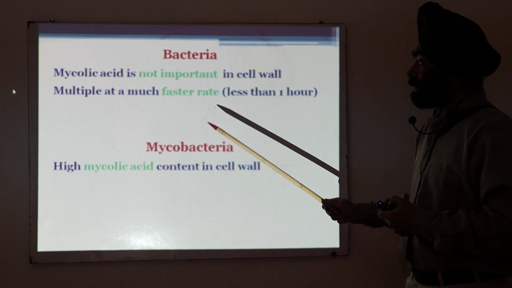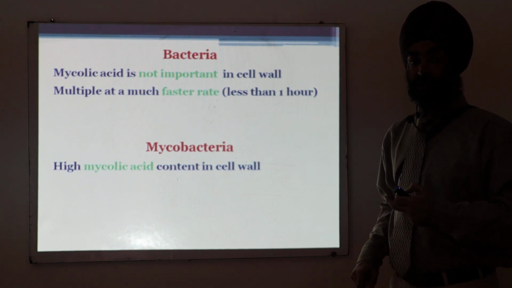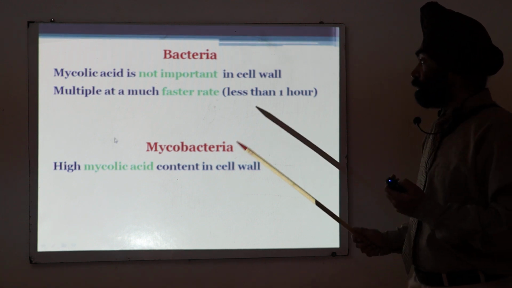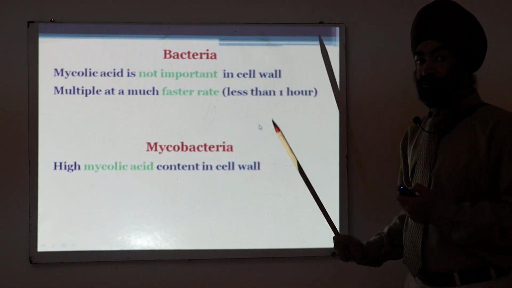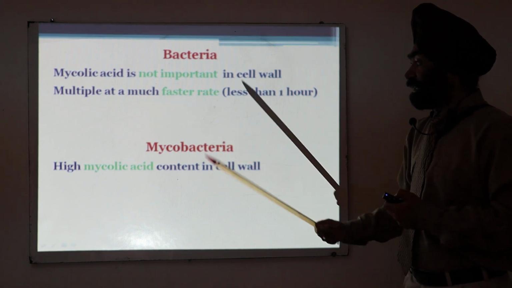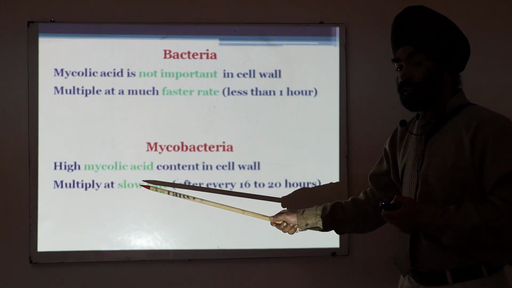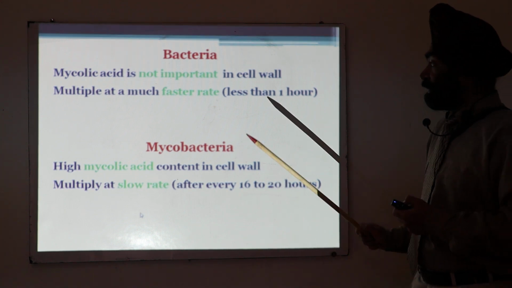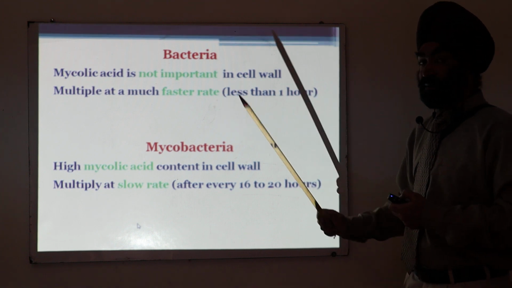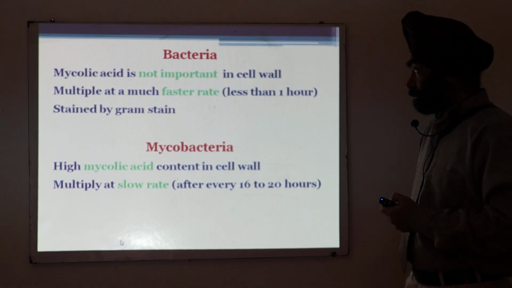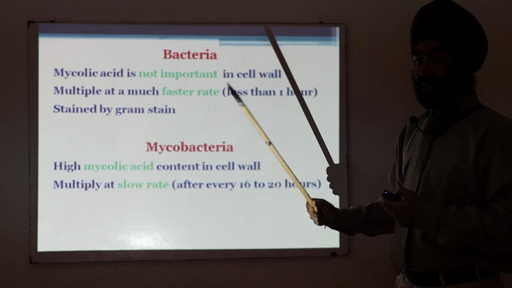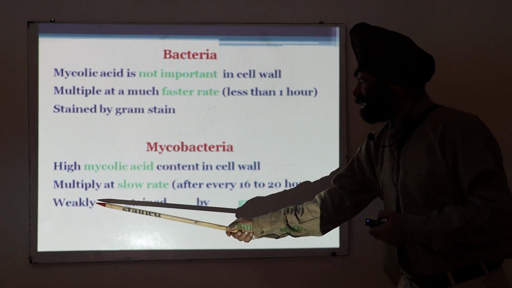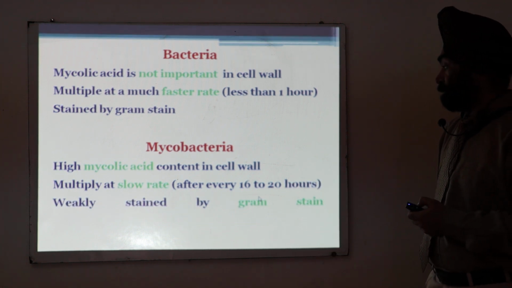Second thing, if you take the bacteria, they multiply very fast. Some bacteria multiply within 20 minutes. They double their number within 20 minutes. Or usually you can say they double in less than 1 hour. So they multiply at a faster rate. But mycobacteria multiply at a slower rate. They may take at least 16 to 20 hours to multiply. But bacteria take less than 1 hour, sometimes 20 minutes also, as I told earlier. And if you take the bacteria, normally we stain with the help of gram staining, but mycobacteria are weakly stained with the gram stain.